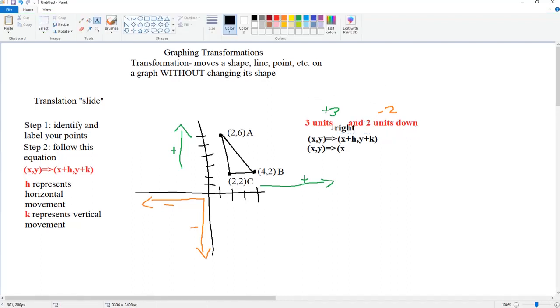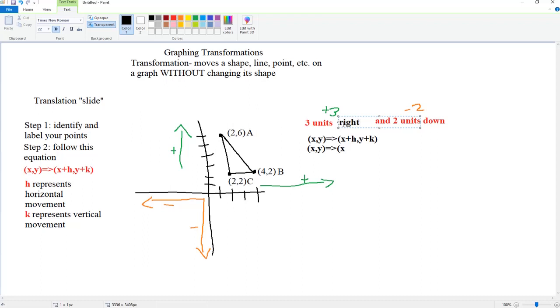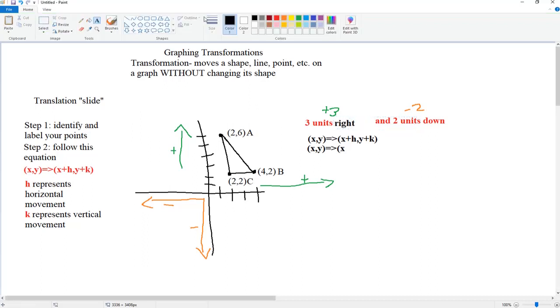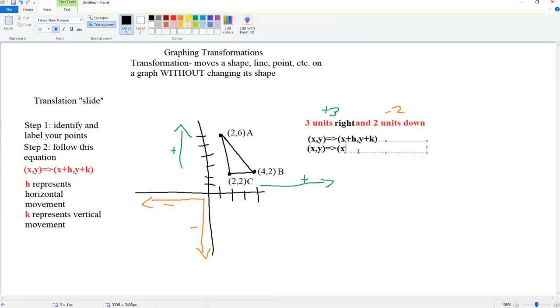Okay, so that will be 3 units right and 2 units down. All right, so let's do this real quick. Let's change that and then put right here. So 3 units right, 2 units down. There we go. So again, my left and right movement, my H, represents my horizontal movement. So that means I'm going right plus 3. So right here, I am writing plus 3, for my H, instead of H, I put plus 3.